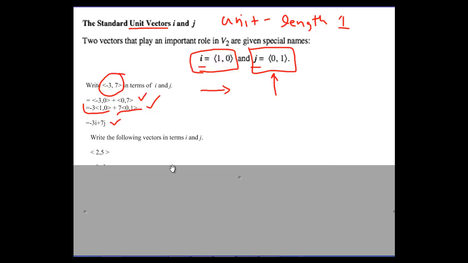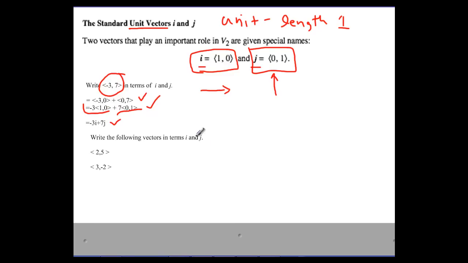So if I wanted to write the following in terms of i and j, take a second to do that, and then maybe pause the video and see if you got it right. The first one is just going to be 2i plus 5j. And the second one, 3i minus 2j. Yep, it's as easy as it looks. So if we look at the first one, that's saying 2 in the x direction plus 5 in the y direction. This is 3 in the x direction minus 2 in the y direction. Not too hard.